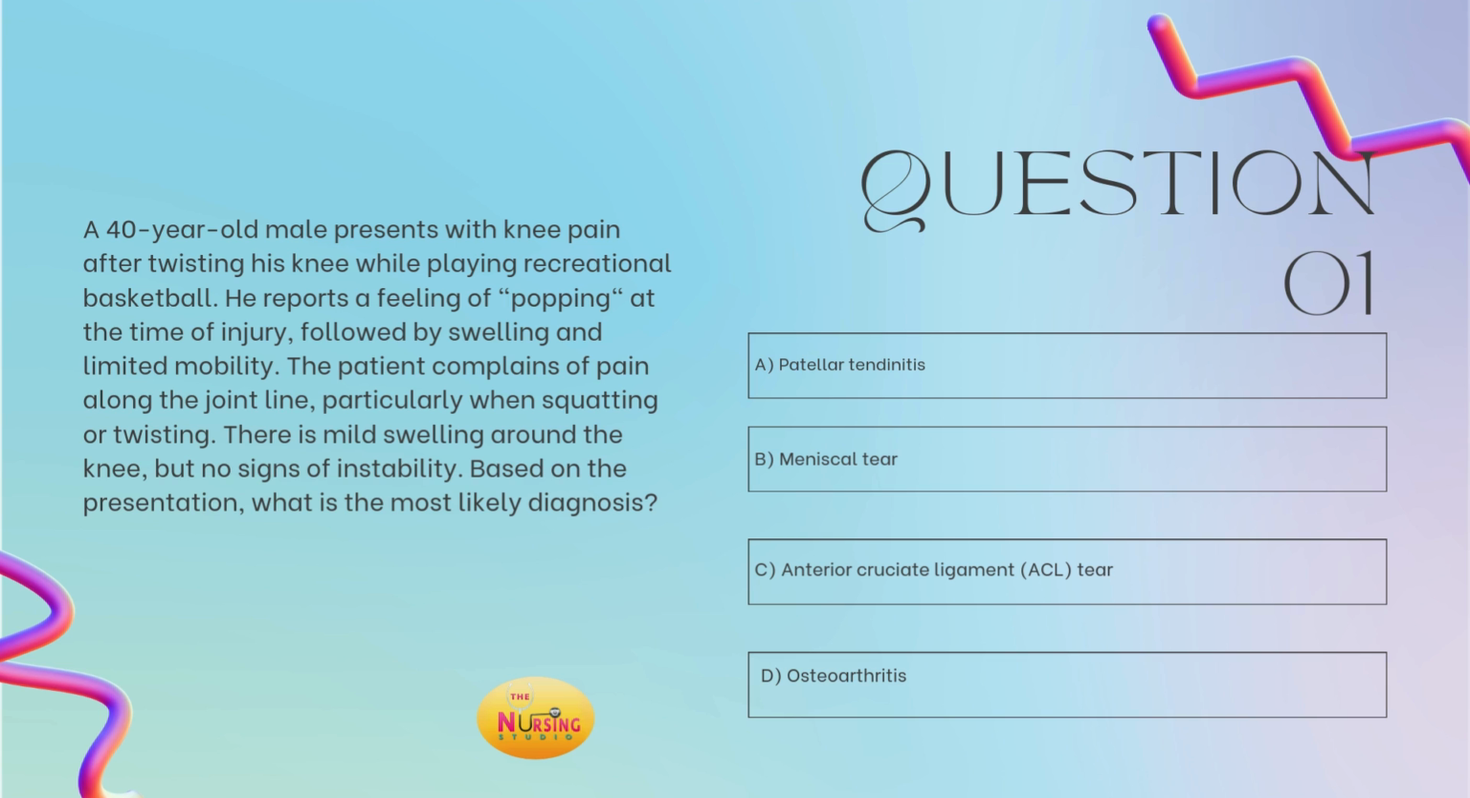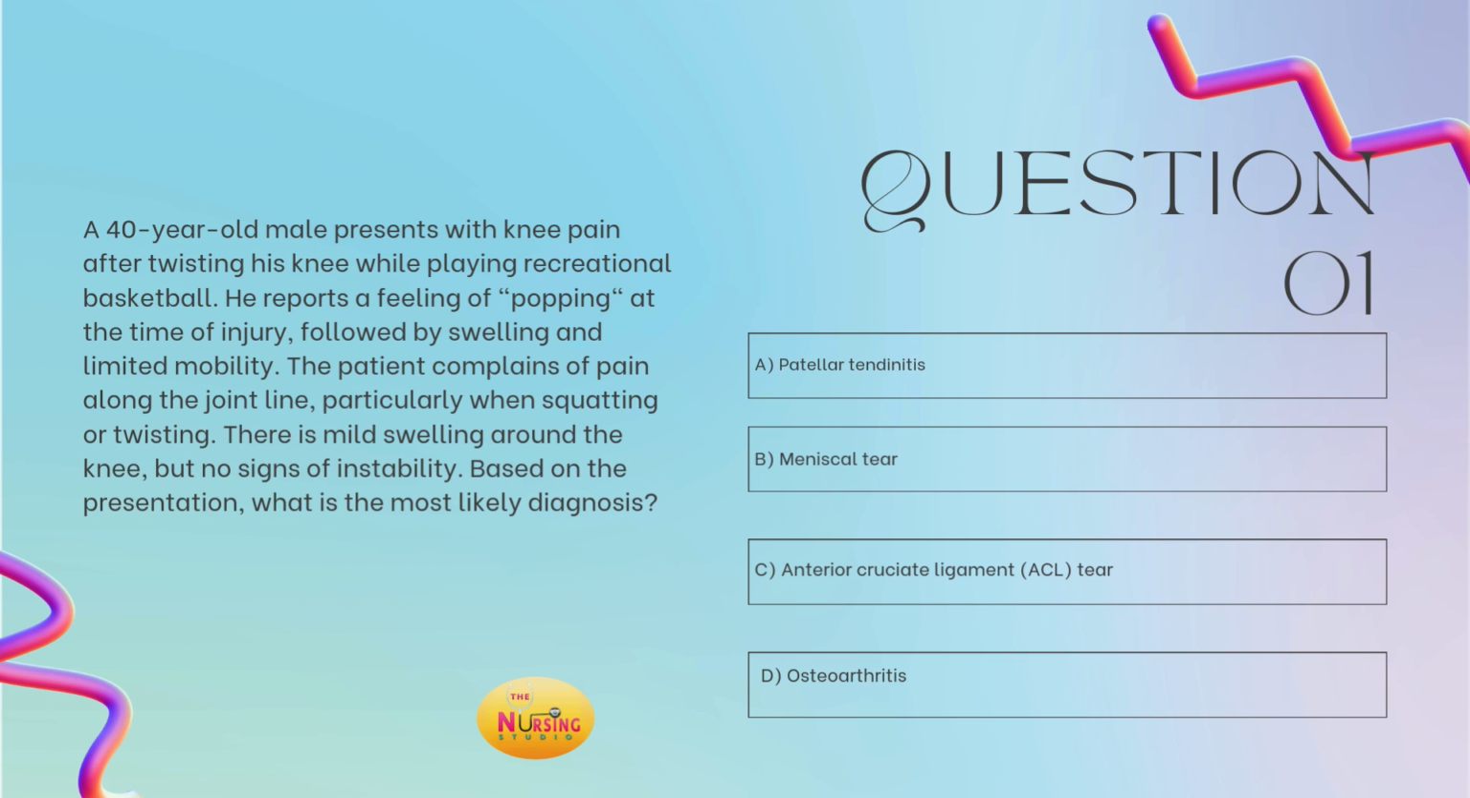So we have a 40-year-old male who comes in with knee pain after playing recreational basketball and he twisted his knee. He felt like he had a popping sensation at the time of the injury, complains of pain along the joint line, and there's mild swelling noted, right? Doesn't show any instability though. When you think of that presentation alone, you should think of B, a meniscal tear. That popping is one of those key identifiers for meniscal tear. When it says there's no signs of instability, that should help you begin to rule out an ACL tear, right?